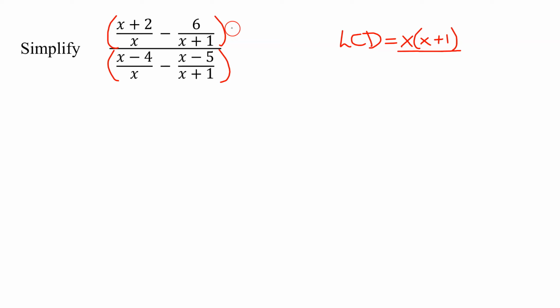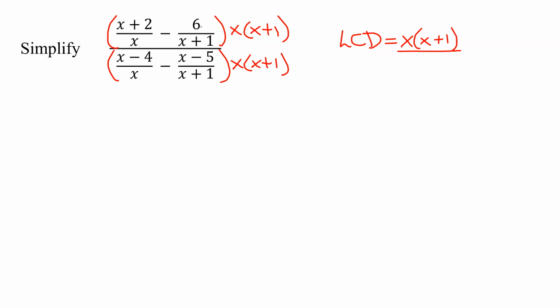And what we're going to do is multiply numerator and denominator by the LCD. Because what am I really multiplying by here? x times x plus 1 divided by x times x plus 1 is just 1. Please be careful at this step because some people distribute this in and do the multiplications in their head. They tend to make careless mistakes that way.